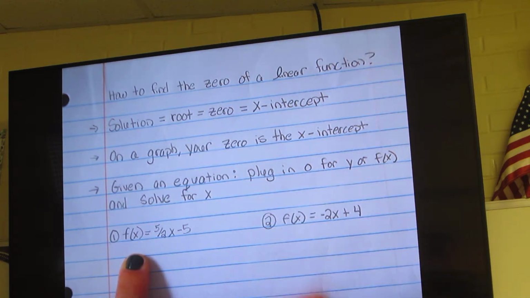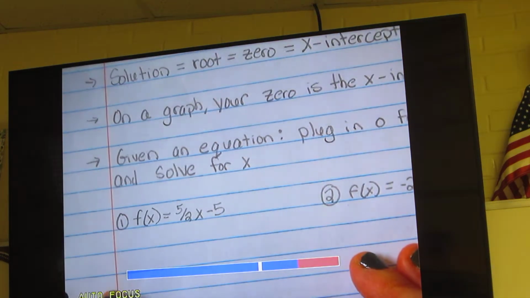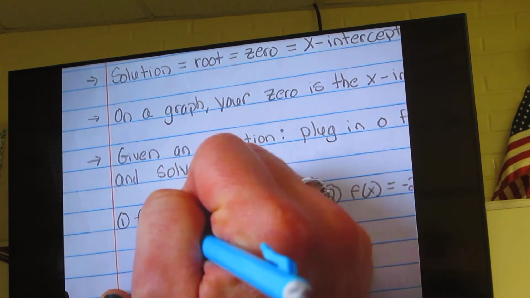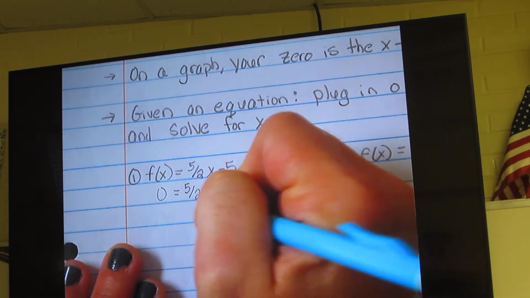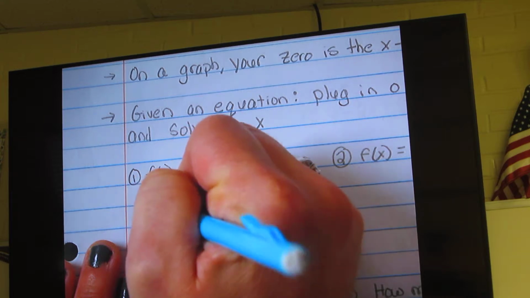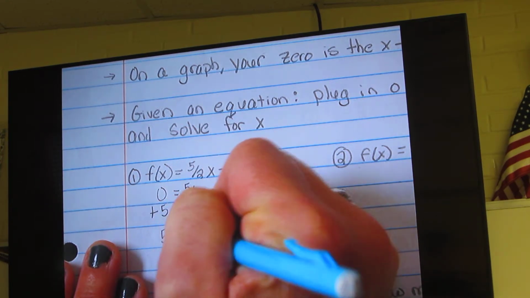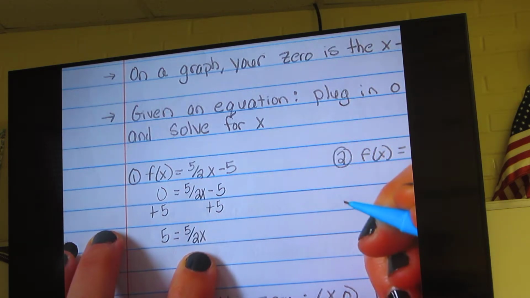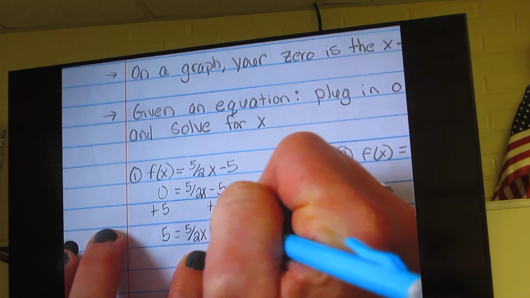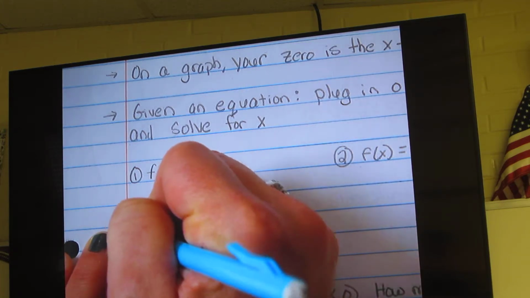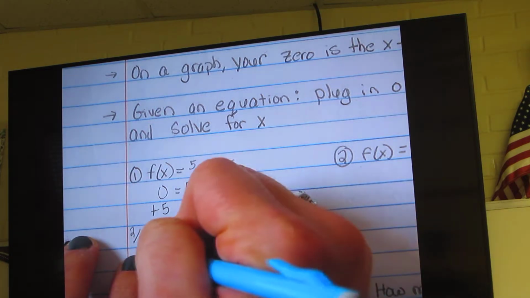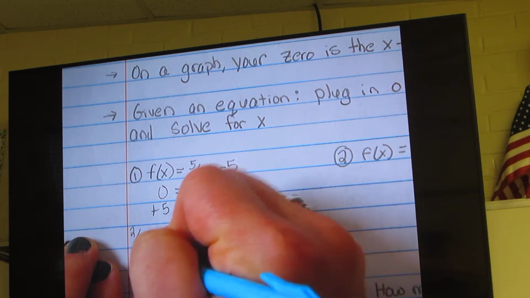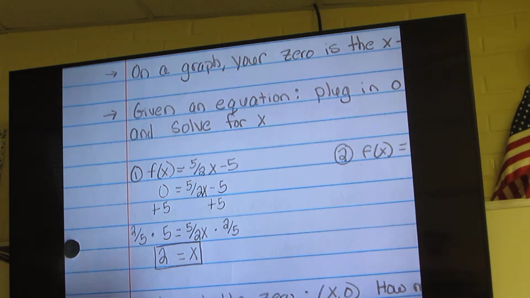So to find the zero of number 1, I'm going to plug 0 in for f of x. Got my x. And solve for x. So I add 5 over. I get 5 is equal to 5 halves x. And then I get rid of this times 5 halves by multiplying by the reciprocal of 2 over 5. Alright, and 5 times 2 is 10. 10 divided by 5 is 2. So 2 is equal to x. So 2 is my zero, my root, my solution, my x-intercept, however I want to say it.